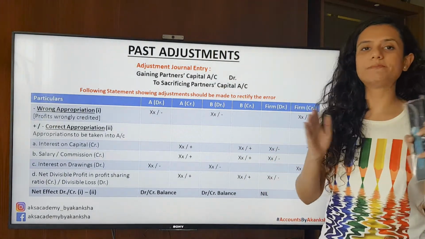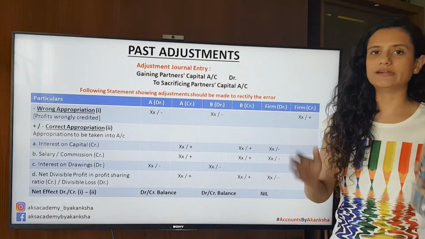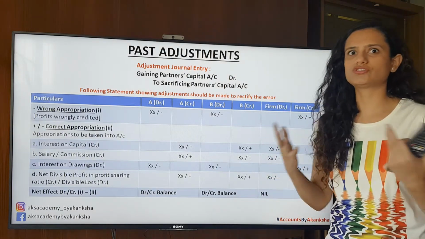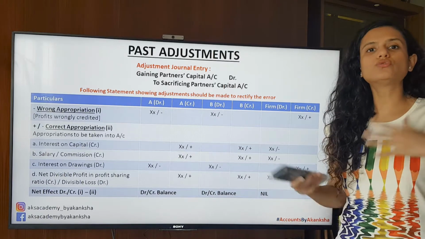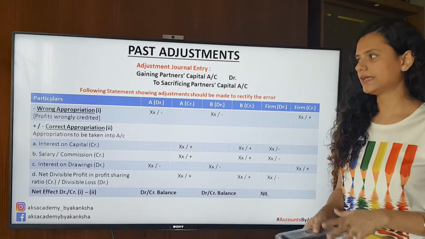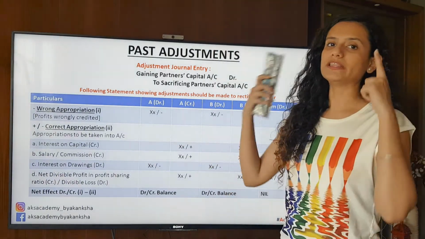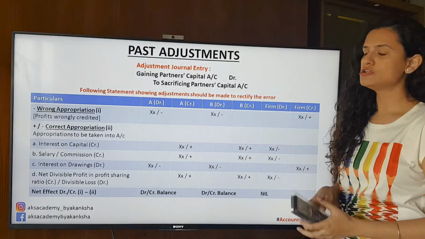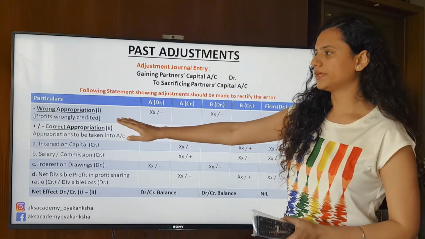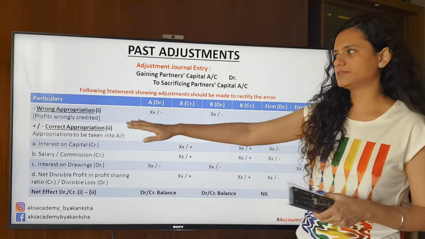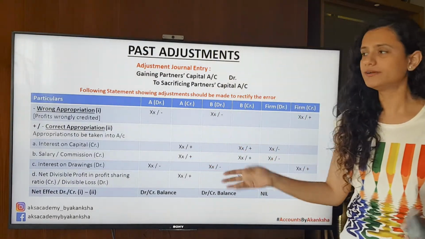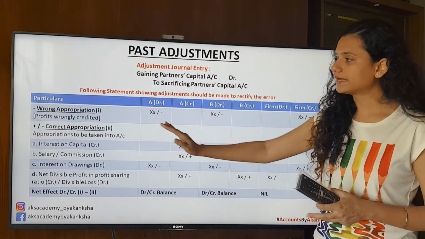Of course, this depends from question to question and understanding to understanding, situation to situation. So when you do the questions, you will figure out what I'm saying, but this is the method to remember this table. So minus any wrong appropriation, which would most of the times be the profits which are wrongly credited, and add all the correct appropriations.